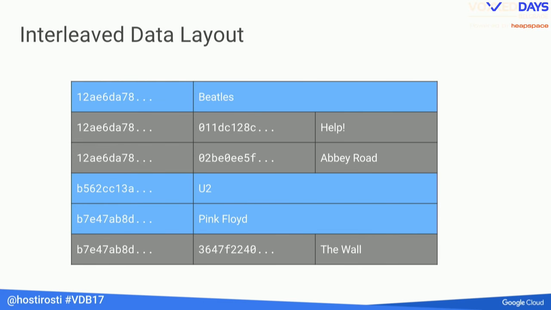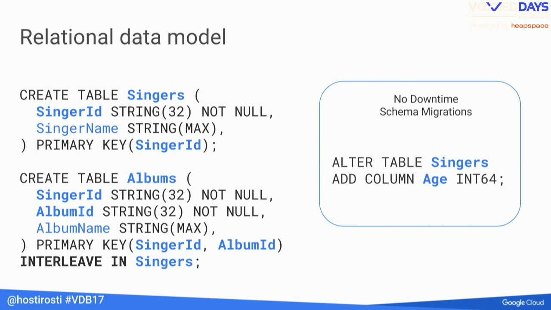So what you can do is interleaving, which is displayed here. Basically, you interleave these child rows into the parent rows. My singers table is my parent table, and for each row in my singers table, I want to store the albums co-located. So we use interleaving for this. And the way that is done in DDL is here. You just define and say interleave in singers. And the requirement is that you share the primary key, so the child table has to prefix the primary key of the parent table.